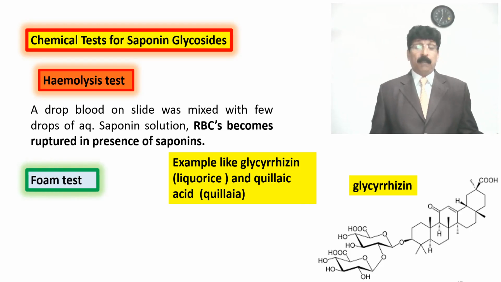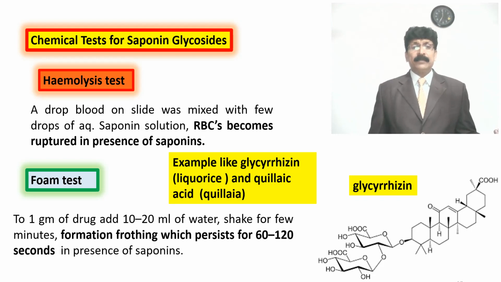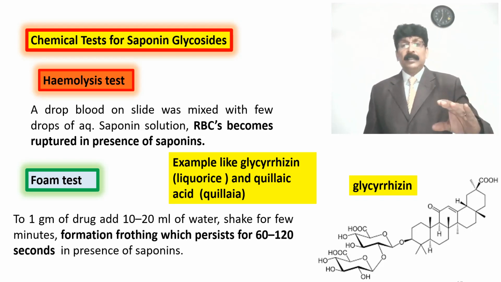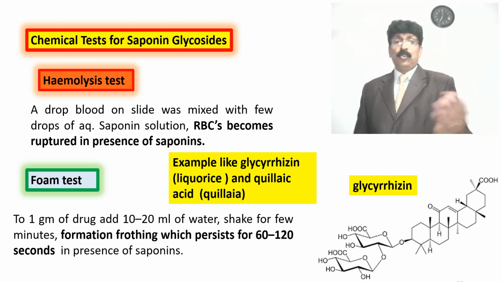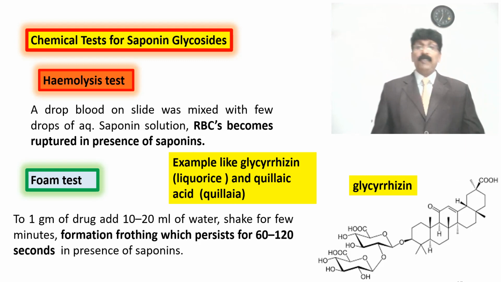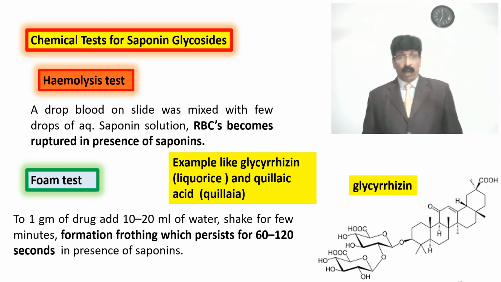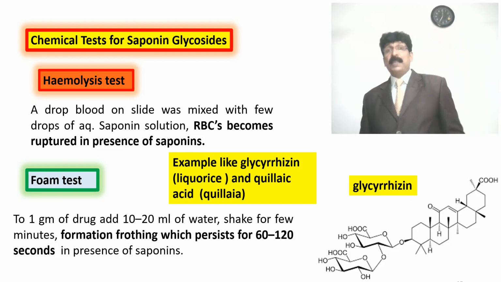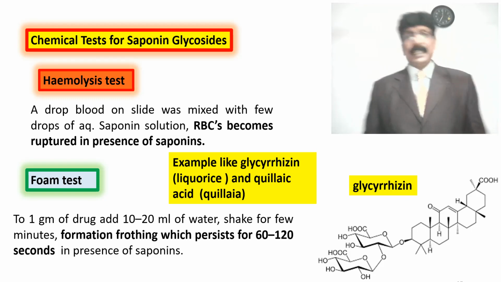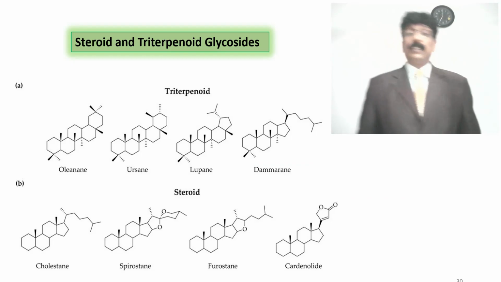They are actually poisonous. And the foam test: 1 gram of the drug is added to 10 to 20 ml of water, and if you shake for a few minutes, formation of frothing which persists for 60 to 120 seconds shows the presence of saponin.